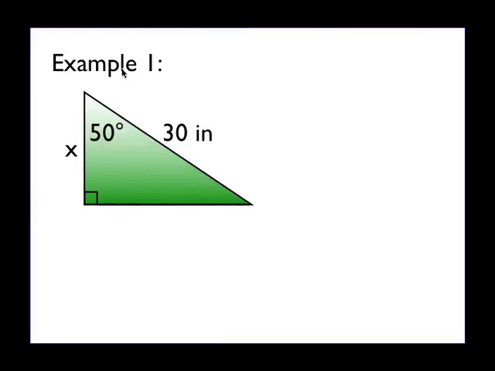Okay, here we go with benchmark number 29, trigonometric functions. Our first example, we have a right triangle with an angle of 50 degrees. Directly opposite is the opposite side. Directly across the 90 is the hypotenuse of 30, and that would leave x as the adjacent side.